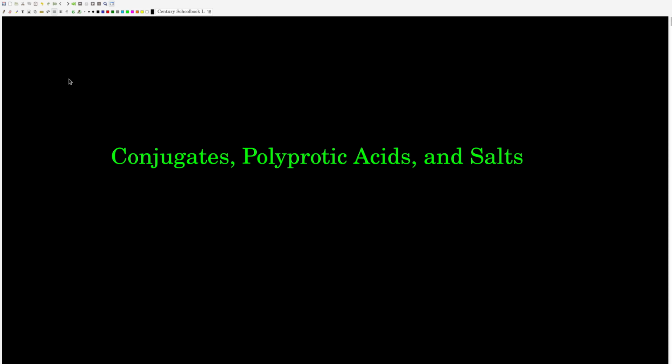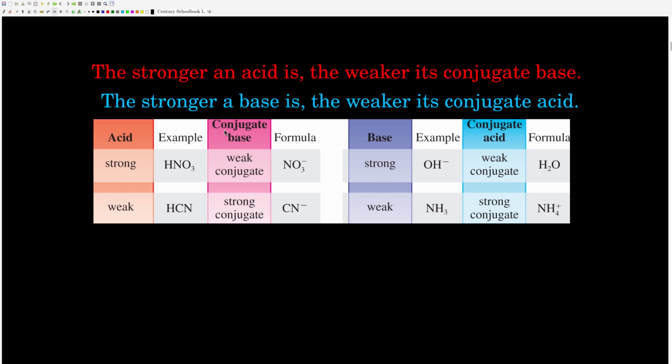Hey guys, this video is about conjugates, polyprotic acids, and salts. So first, conjugates. The stronger an acid is, the weaker its conjugate base. Remember, the conjugate base of an acid is just what you get after you remove one proton, H+. And so if you have a strong acid, like nitric acid, its conjugate base is basically not basic at all. And the stronger a base is, the weaker its conjugate acid.